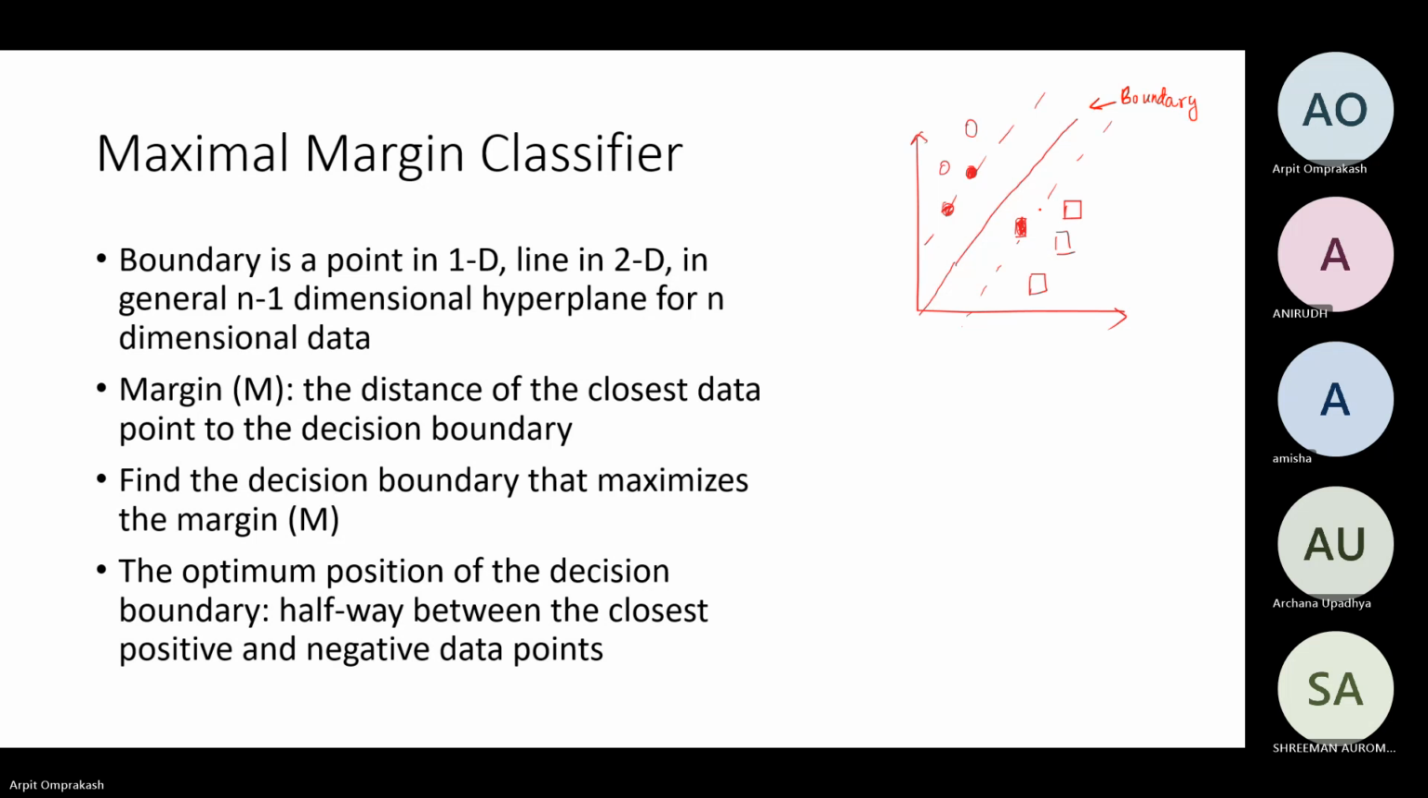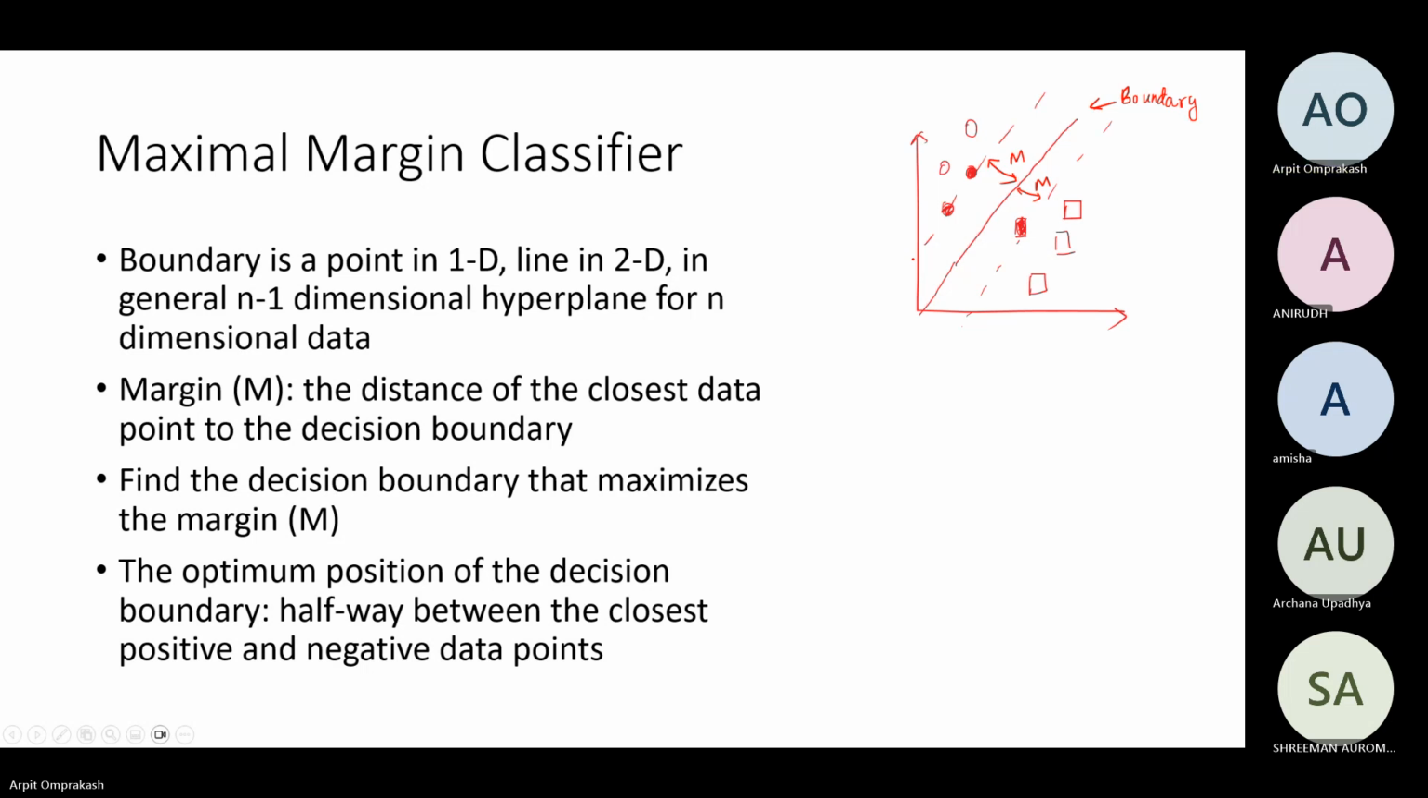And then we have these dotted lines, which are basically the closest data points to the boundary. So on this side, we have this as the closest data point. On this side, we have these two as the closest data points. So let's say all three of them are at the same distance from the line, which is basically M. And M is called the margin.